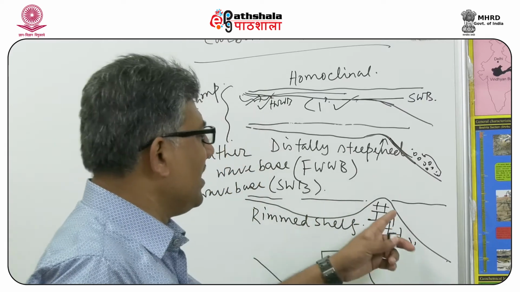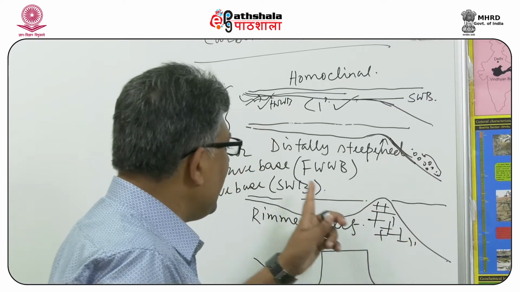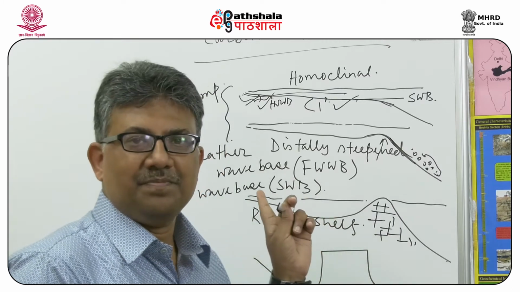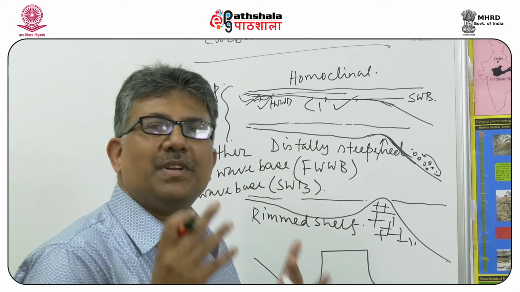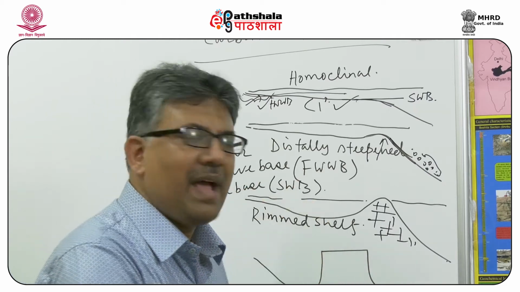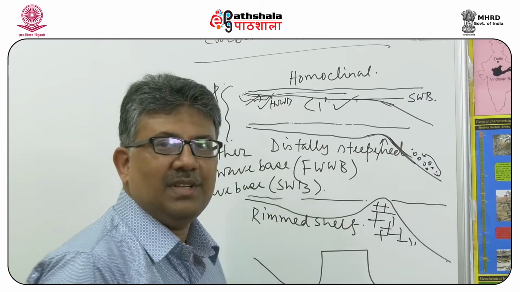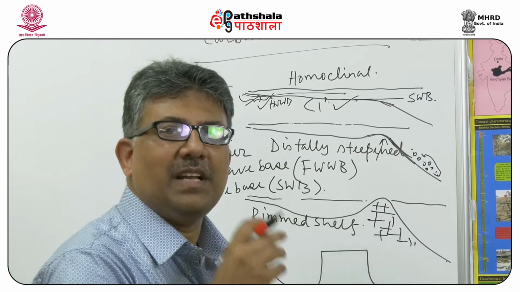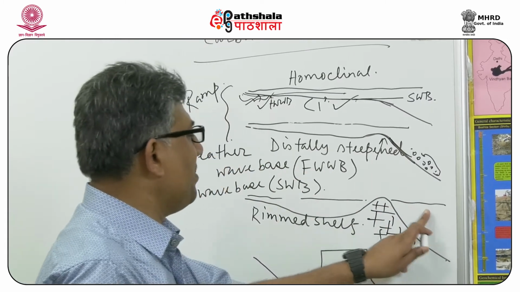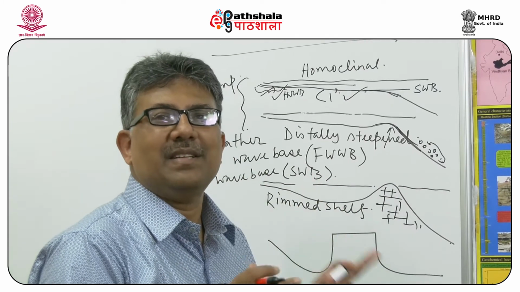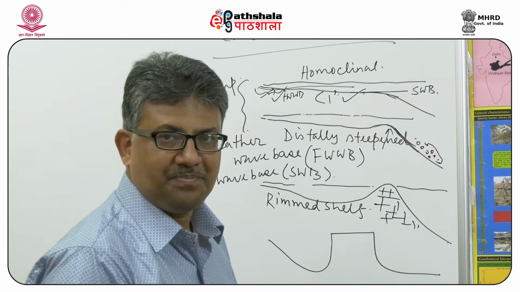basically creates a low energy zone at the back of it in the form of a lake or a lagoon. And that is a typical character of a rimmed shelf, because there is a rim at the shelf edge which is causing the waves to be baffled. The open ocean wave gets baffled, and that ocean wave cannot enter into the energy shadow zone at the back of the reef. That is a typical character of the rimmed shelf.